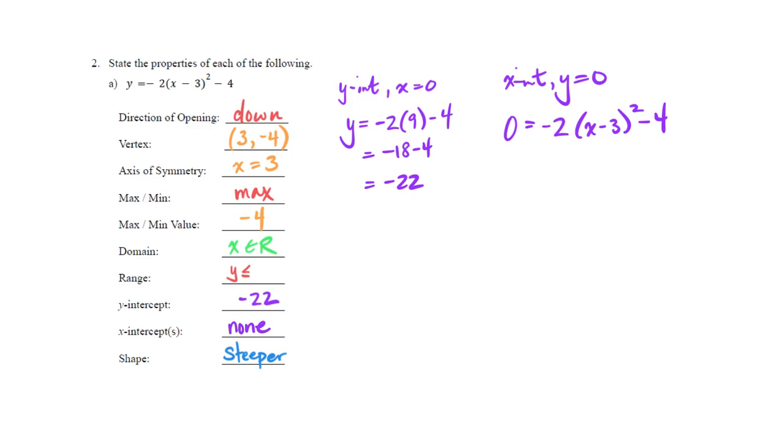Take a look up at my purple equation. If I now go to isolate for x, I have to get rid of my minus 4, which means I'm going to add 4.